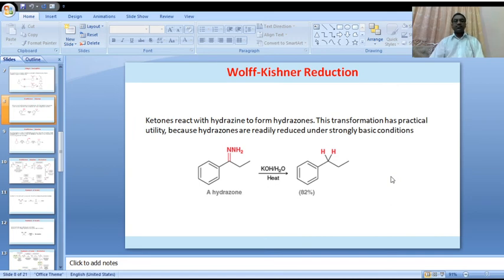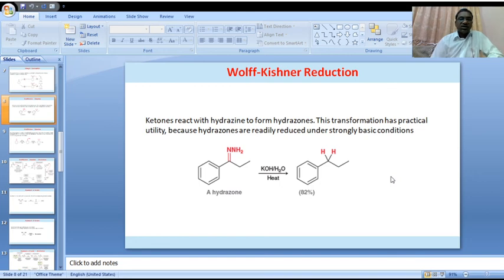Next, the Wolff-Kishner reduction reaction. In this topic of carbonyl compounds, aldehydes and ketones, the Wolff-Kishner reaction is a very important name reaction. Please concentrate on this reaction and its mechanism part.